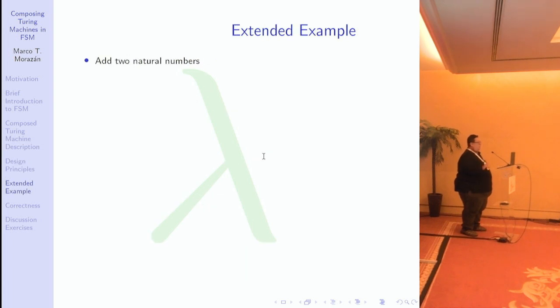Okay, so this brings us to a more complex example. This is not the example in the paper, so hopefully with what's in the paper and this, you have 2 examples that you can work with and play around with. What we want to do is add 2 natural numbers. Any idea how? How do we add 2 natural numbers?